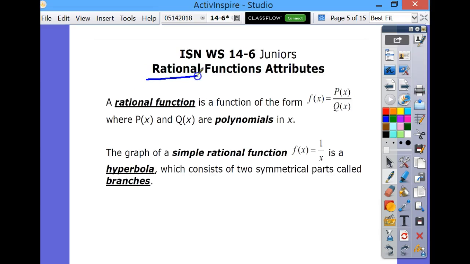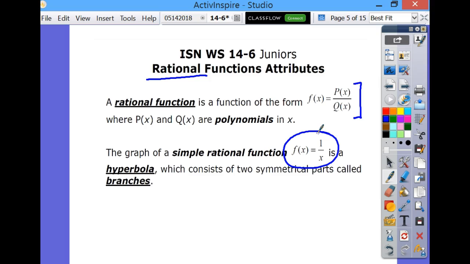Rational means that the equation is going to look like a fraction. This is our parent graph equation, 1 over x. It looks like a fraction. Remember, parent graph is the simplest possible one.